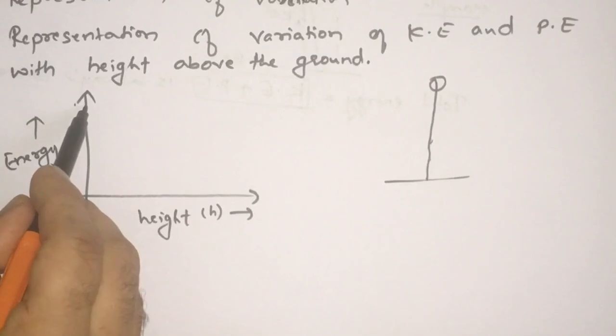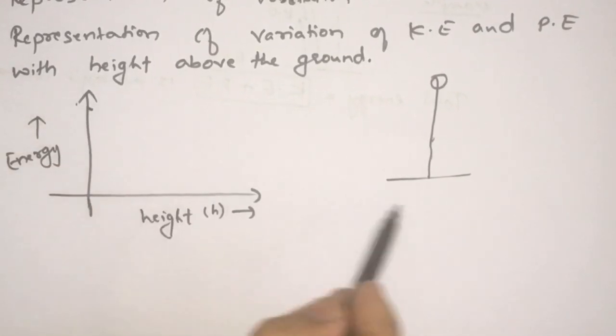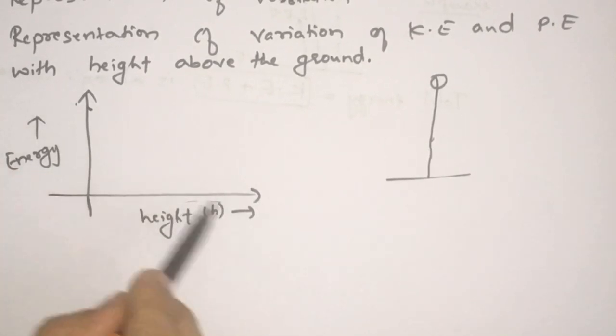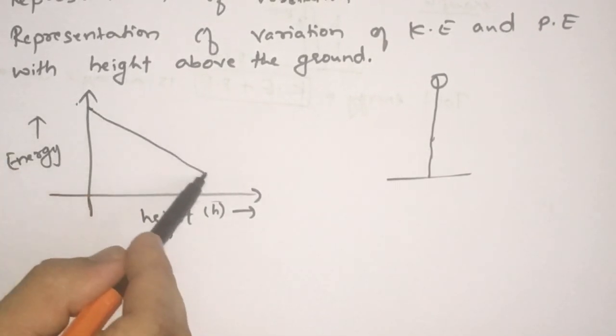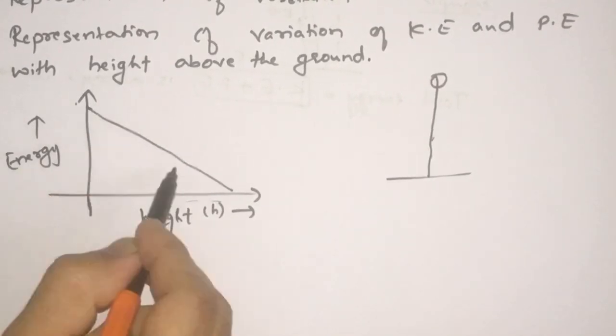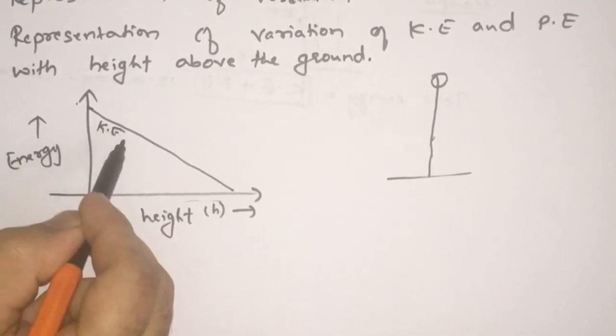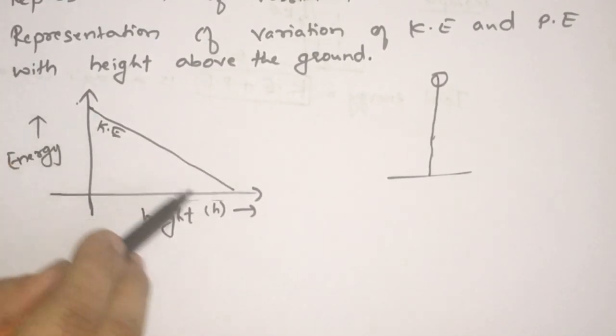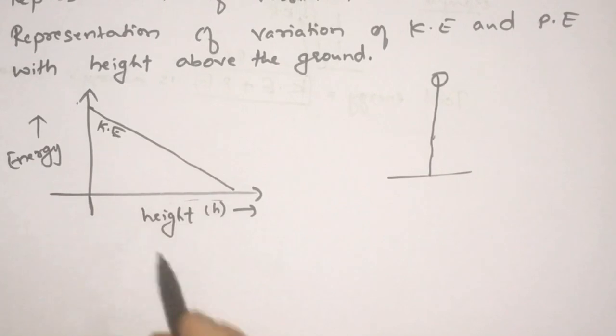So I will start the kinetic energy. As the height increases, so I am increasing the height, kinetic energy will decrease. So the graph will be like this. So this is the graph for kinetic energy, correct? Because height is increasing, kinetic energy is decreasing, correct?